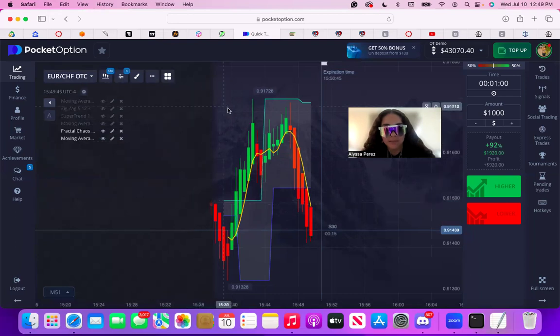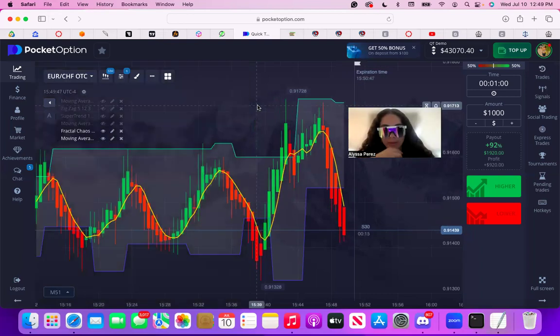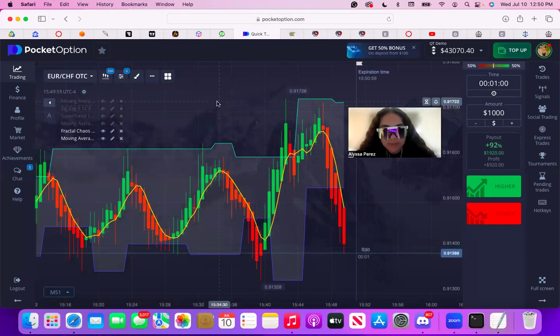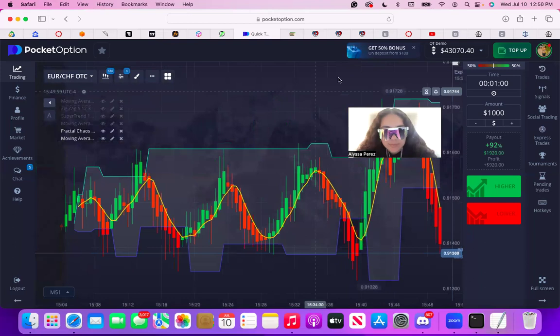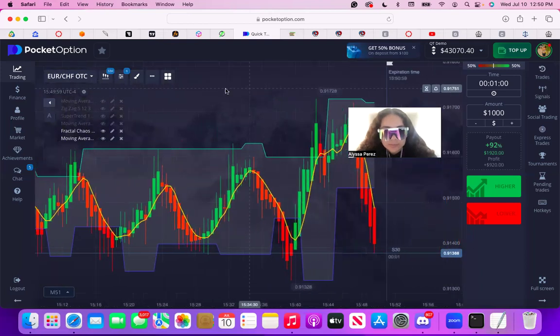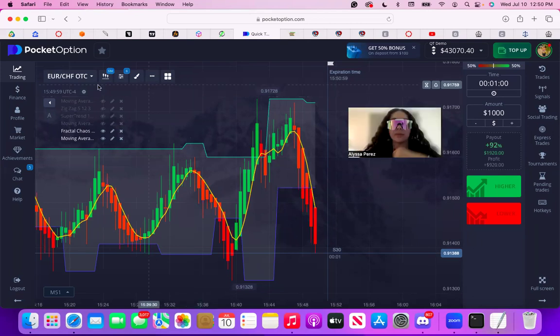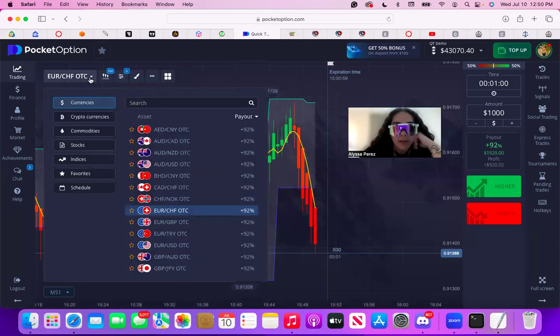Let's see what our boundaries are here on this chart. They're just ranging up and down, so I don't know about this one. Maybe I'll wait for it to come back up, but I'll switch the chart.